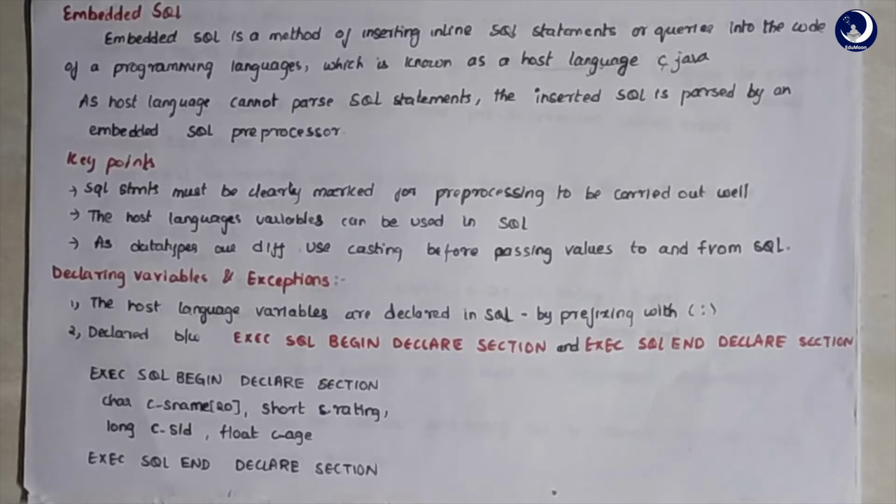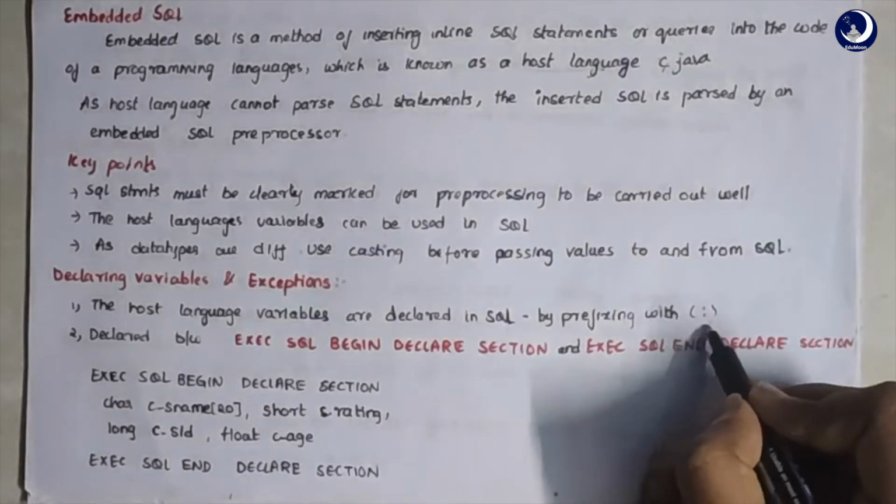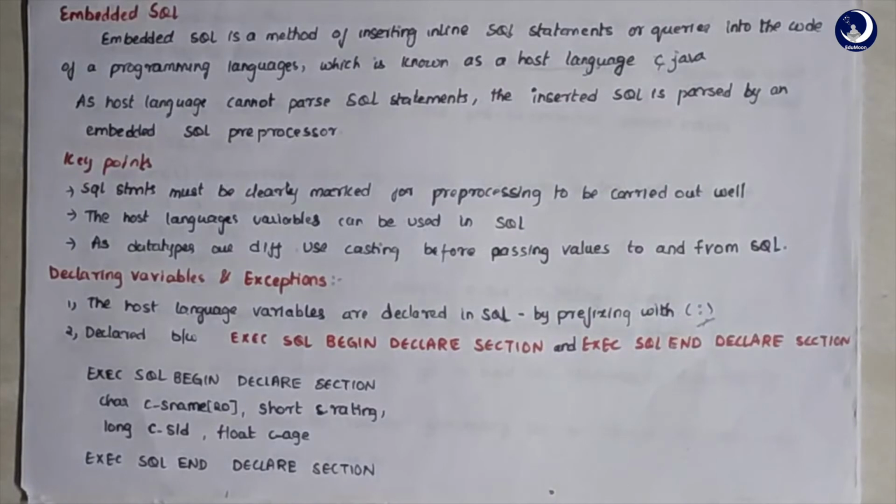Now we know the key points, and we know what embedded SQL is. Let's look at how we can declare variables and how we can report the errors that occur in executing the SQL queries. The host language variables are declared in the SQL by prefixing them with a colon. I've already told you, in order to pass the host language variables as arguments to the SQL, they must be declared in the SQL. So we declare those variables by prefixing them with a colon symbol. Whenever we declare a variable in SQL, we prefix it with a colon, right?